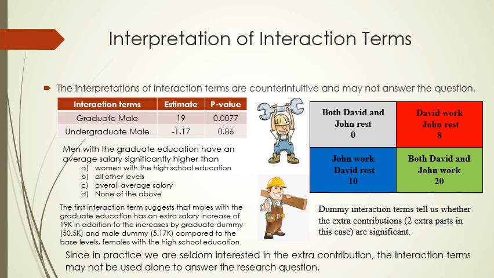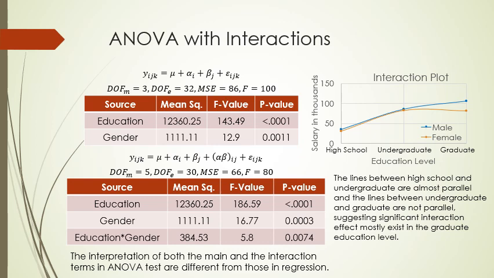Since in practice we are seldom interested in the extra contribution, the interaction terms may not be used alone to answer the research question. We may also run ANOVA tests with the interaction terms. The first model does not include the interaction, and the second model includes the interaction. In the second model, the factors education and gender have larger f-values due to the smaller mean squared error. The mean squared error is 86 in the first model and 66 in the second model.